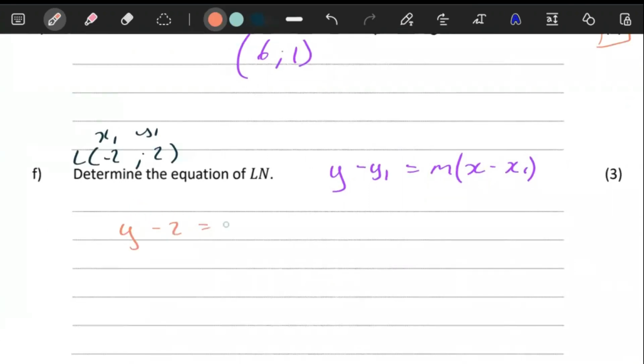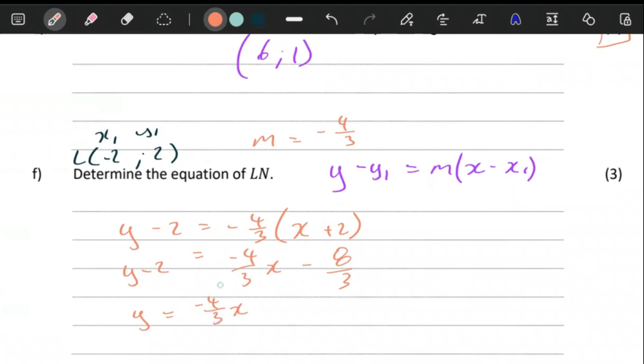Y minus y1 equals the gradient, which we have -4/3, times x minus x1. So you put a plus. Multiply inside: -4/3x. Multiply again, you have -8/3. Then you have y minus 2, right? The 2 goes over to the other side. You have -8/3 plus 2. That's -2/3. There you go.